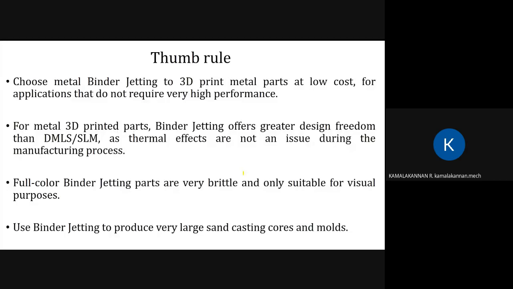And for 3D printed parts, binder jetting offers greater design freedom than DMLS or SLM, as thermal effects are not an issue during the manufacturing process, since it happens at room temperature. So thermal effect is not an issue. Full color binder jetting parts are very brittle and only suitable for visual purposes. When you use full color, you are not going to use a metal, so it will be in a brittle state. You cannot use it for a functional object, only for showcasing. Then use binder jet to produce very large sand casting cores and molds. This is what the thumb rule is.